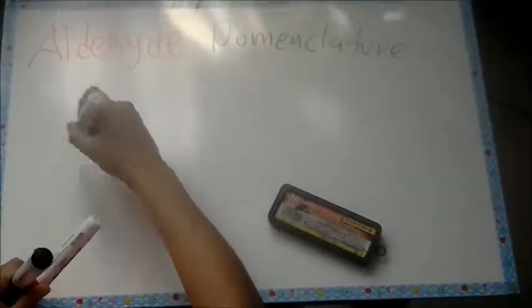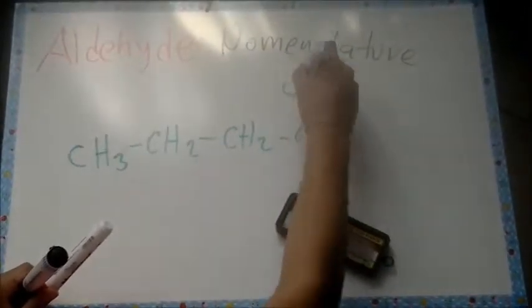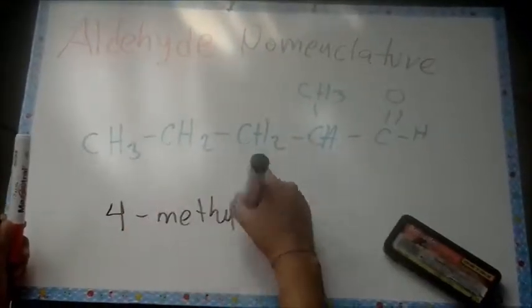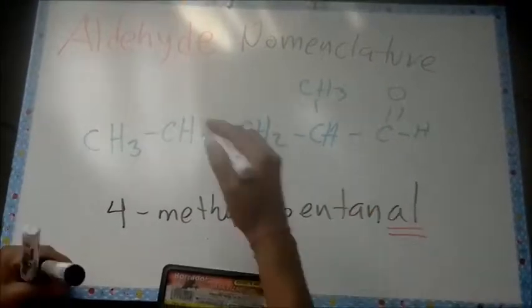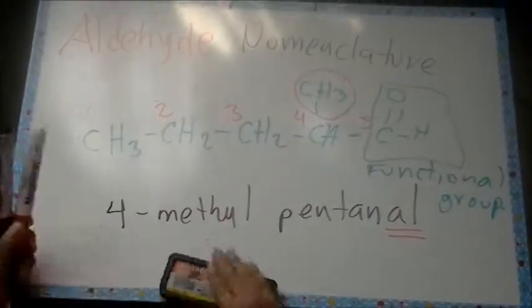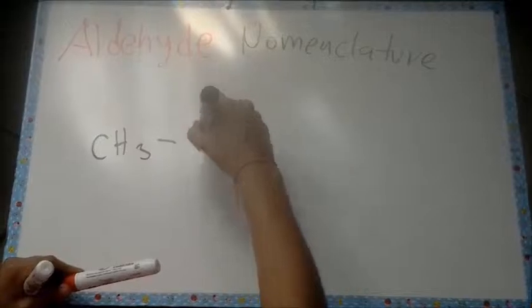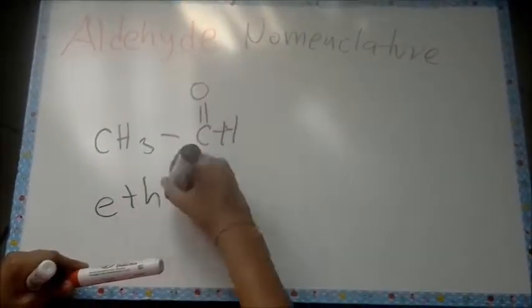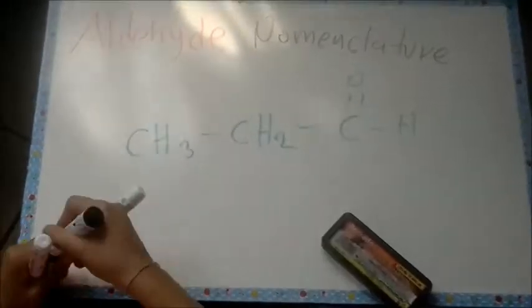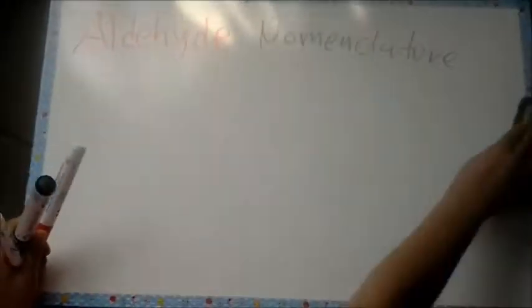Aldehyde nomenclature. The CHO functional group is always at the end, so you have to name the substituents as we know, and the prefix according to the number of carbons including the CHO functional group, and after the prefix the suffix -al: ethanal, propanal, pentanal.